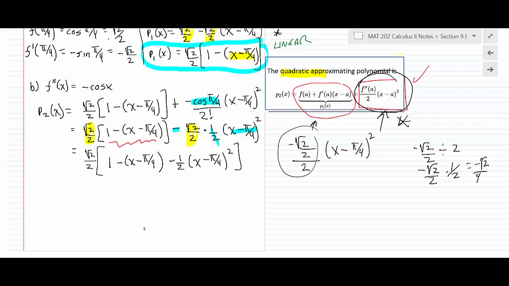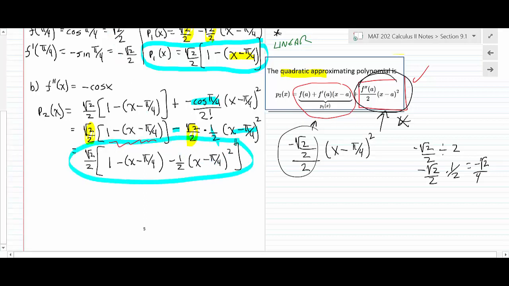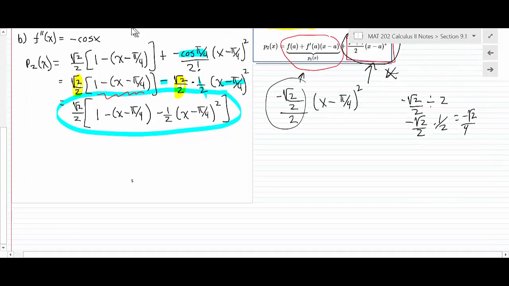Okay, so that would be the formula that we get for the quadratic approximation. All right, that's the answer for part B. All right, everybody with me on that? Does that seem easy enough? It's not that bad. All right, so let's go ahead and let's go to part C.